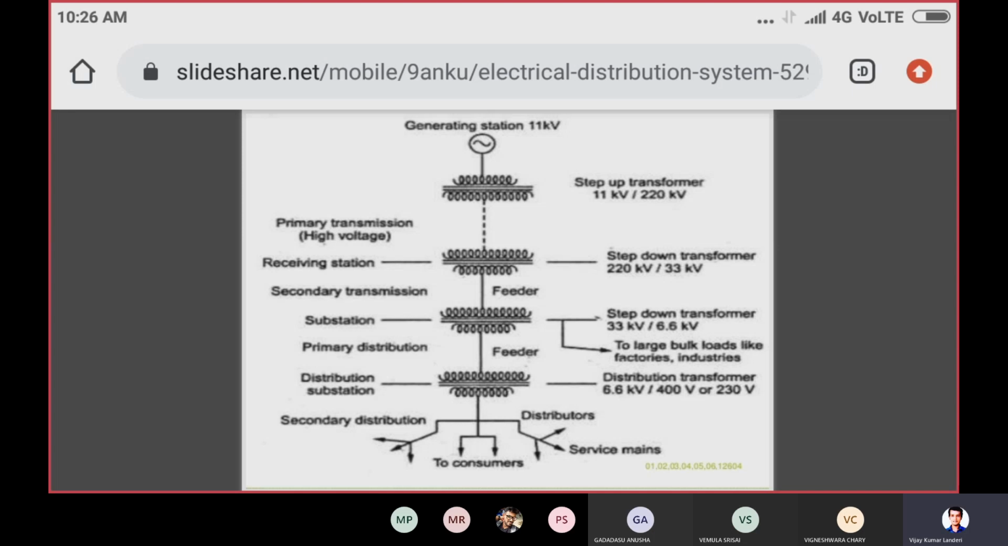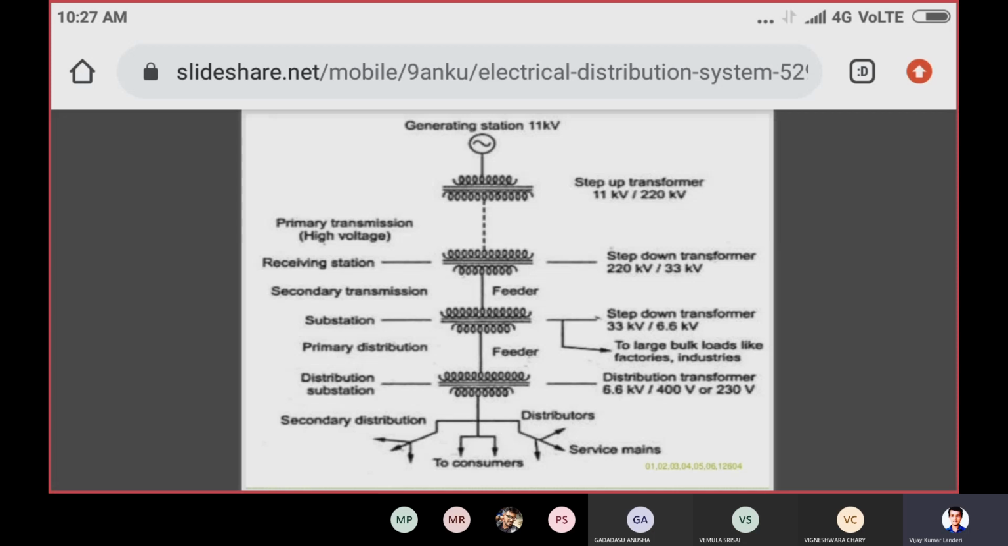So either we are stepping down the voltage from 6.6 kV to 400 volts or 230 volts. That is about the distribution substations. Now, from the secondary of the distribution substation, we are giving power to the distributors. Whatever the system that is there between the distribution substation and the distributors is called the secondary distribution. And from the distributors, by means of the service mains, the power is given to the consumers.